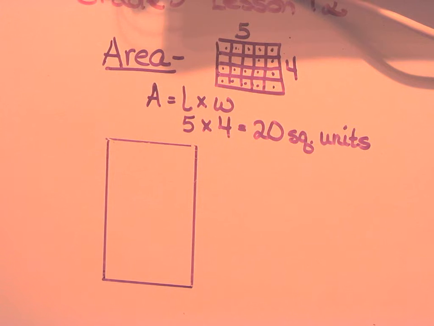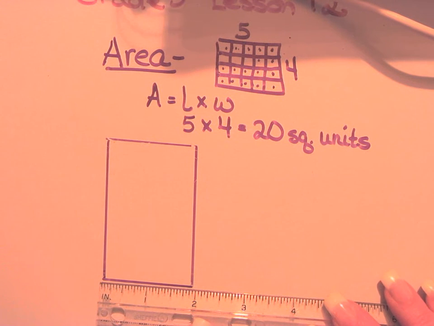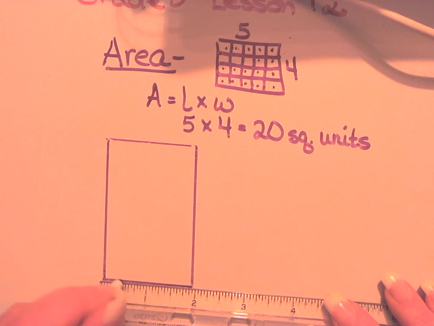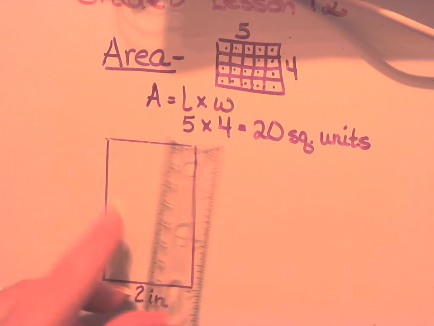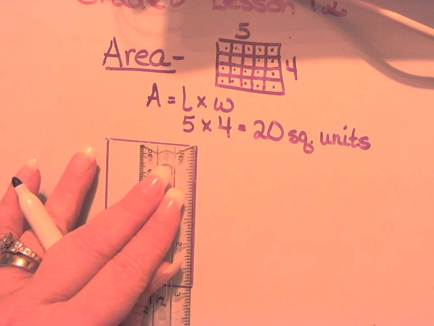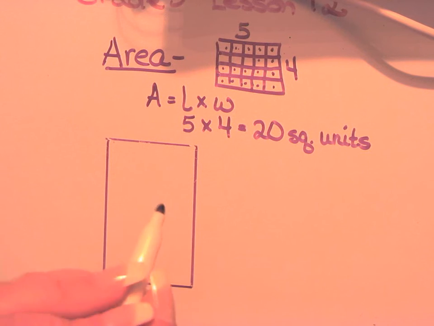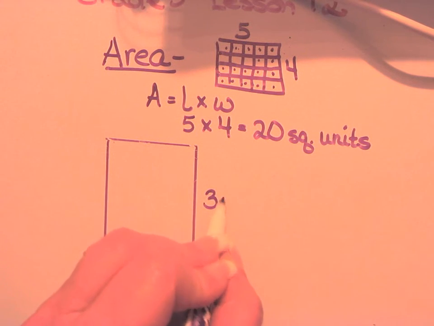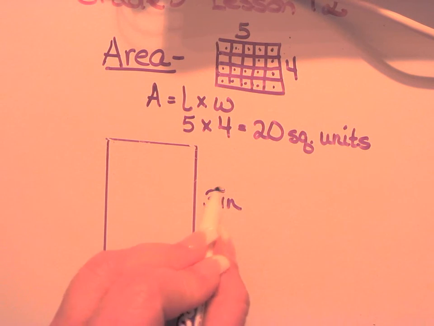Well, if I don't have any labels on there, I use my ruler. And I lay down my ruler and I check how many inches this is. Well, this side is 2 inches. So we're going to mark that 2 inches. And then I measure one of the other sides, and that measures out to be 3. So this is 3 inches. So we have 2 inches and we have 3 inches.